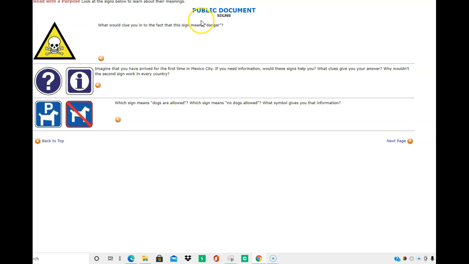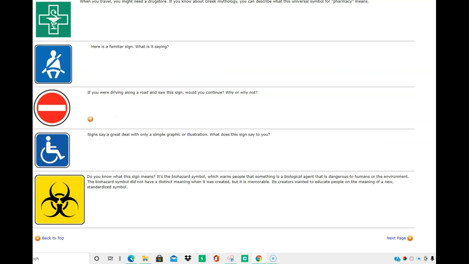Okay, and this is the 4th article here. We are not actually going to read this, but this is just basically on signs and what they mean for public documents.